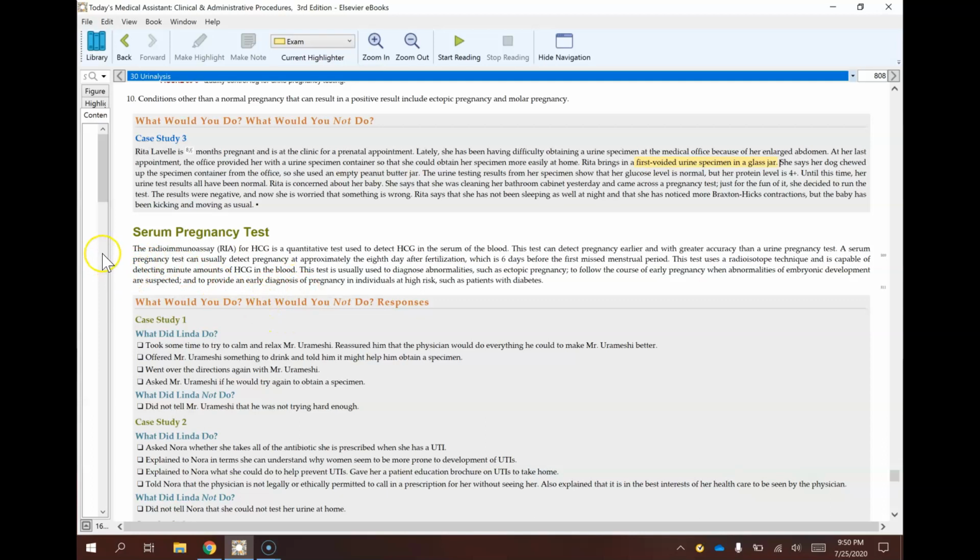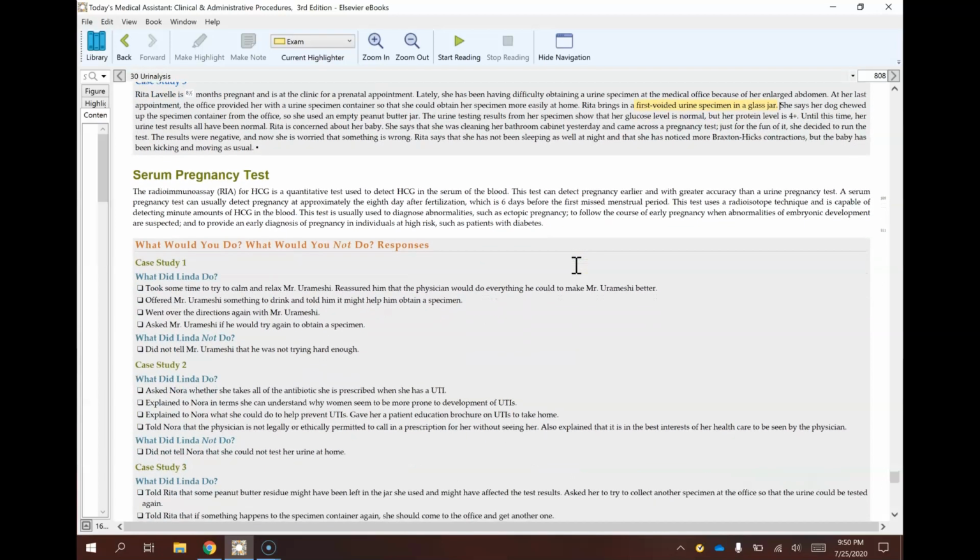So the last part of this chapter talks about the serum pregnancy test. Serum refers to blood, and this is a more exact test for the presence of HCG. And it can also detect pregnancy earlier and with greater accuracy. It usually would be positive around the 8th day after fertilization, which is 6 days before the first missed menstrual period.